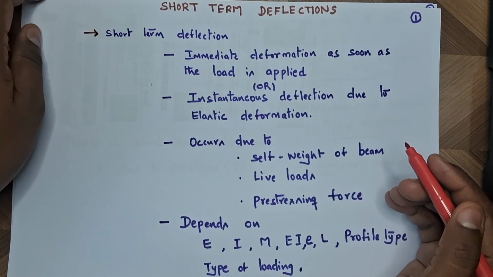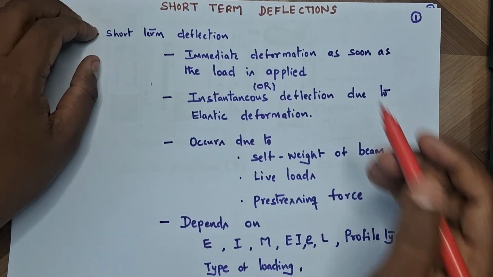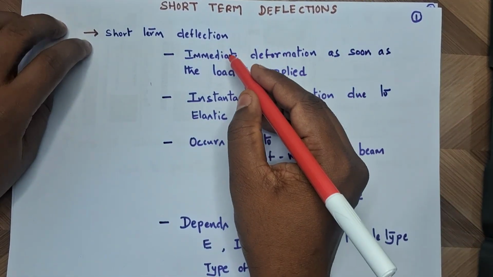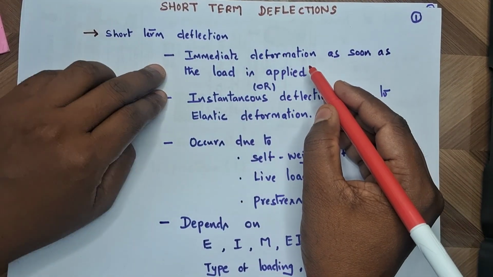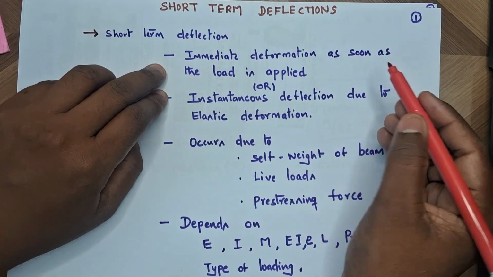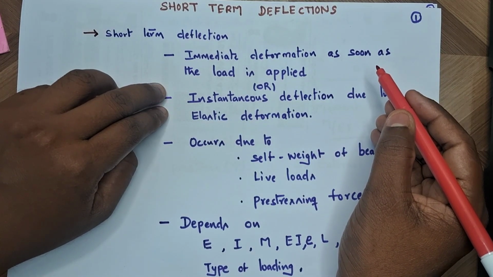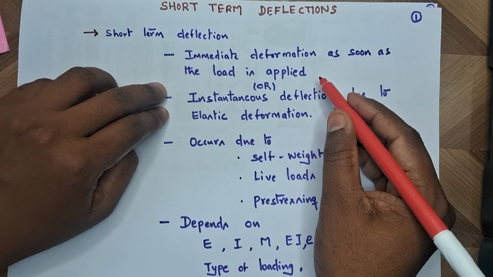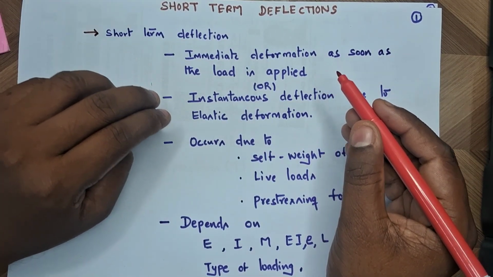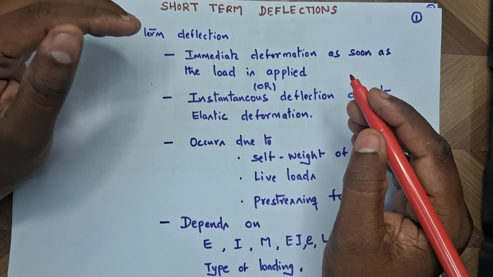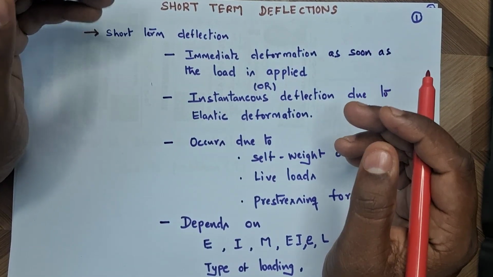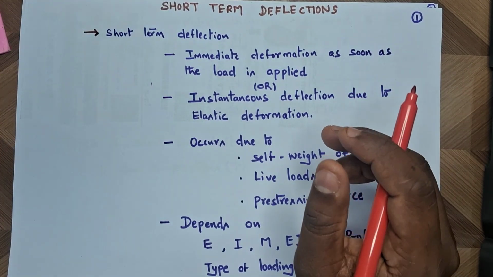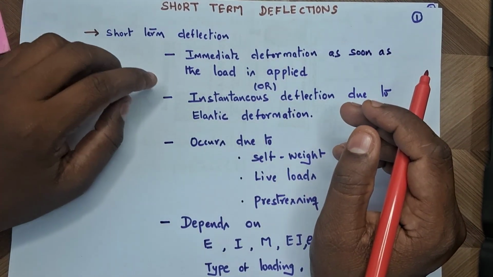Hi everyone. In this video, we will discuss the short-term deflections of uncracked members. Short-term deflection refers to the immediate deformation that occurs in a prestressed reinforced concrete member as soon as the load is applied. It means that bending or deflections which occur immediately after applying the load are known as immediate deflections.